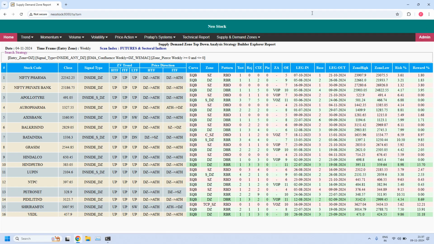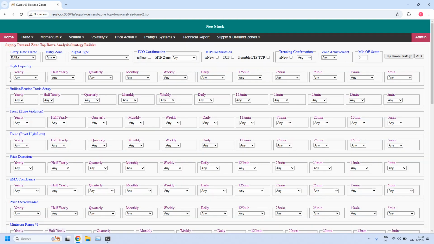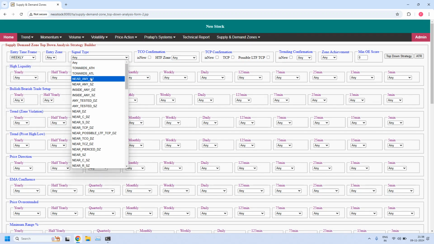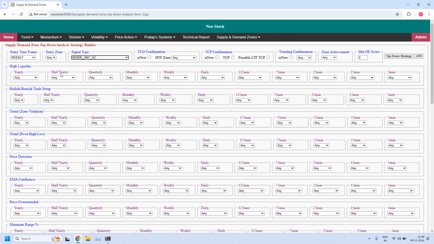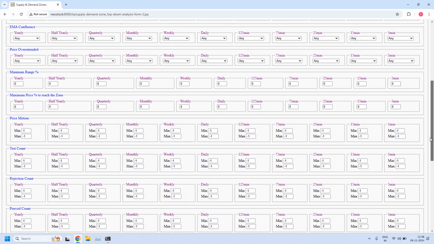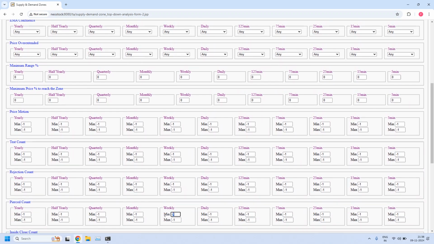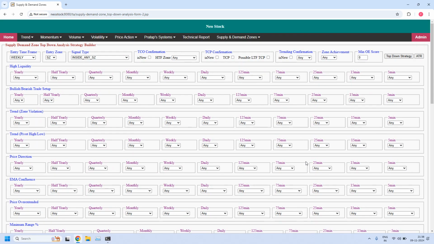Next, let us look for price closed inside weekly supply zone. So, weekly time frame, where price closed inside weekly supply zone, and the entry zone should be supply zone. This weekly supply zone should not be pierced. So in the pierced count at weekly time frame, I am setting minimum value 0, maximum value 0. That means the weekly supply zone is not pierced. Now, let's filter.